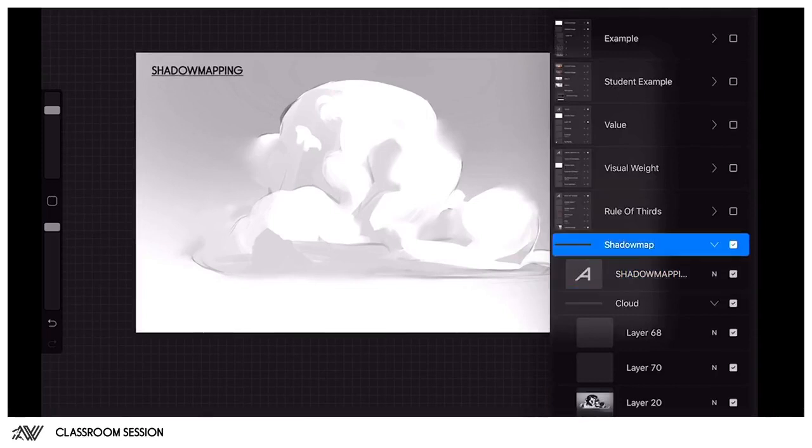All right. So, did that make sense about the shadow mapping? It's going to be brief. All right. Great.